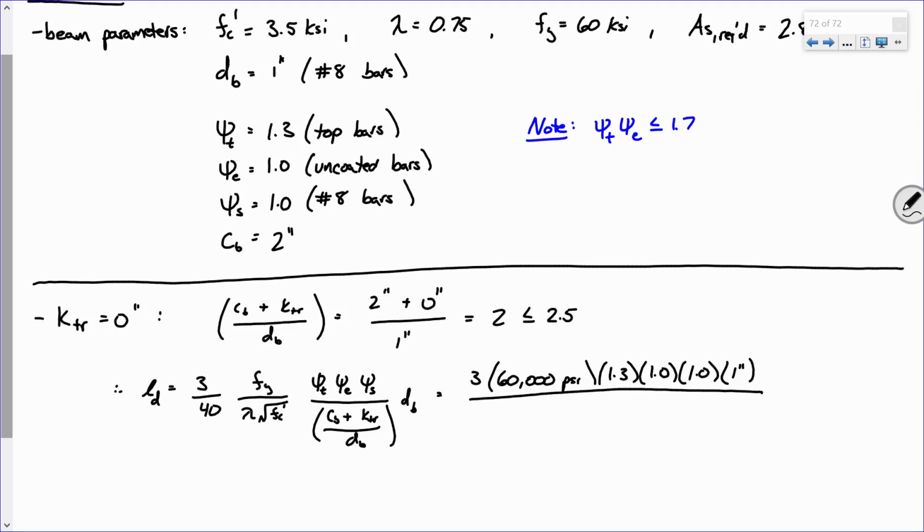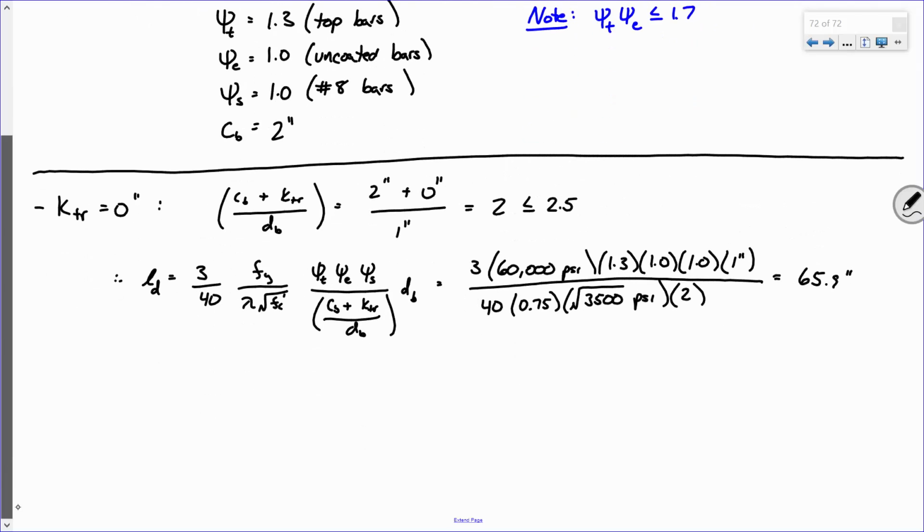All right. 40 times lambda, what's lambda? There we go. Times the square root of 3,500. Again, you put in PSI, you get out PSI. And then the ratio of 2. What does that give us? Say it again. 65.9. Yes. All right, so 65.9 inches.